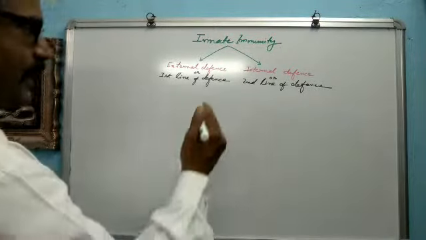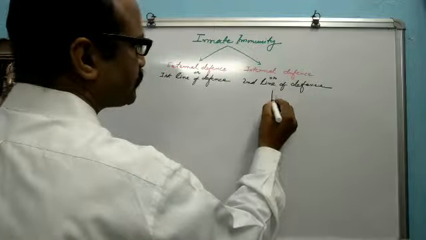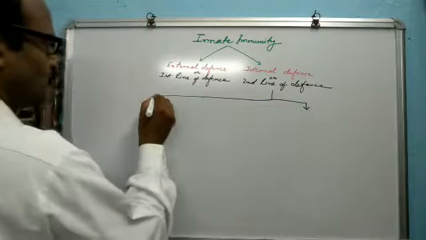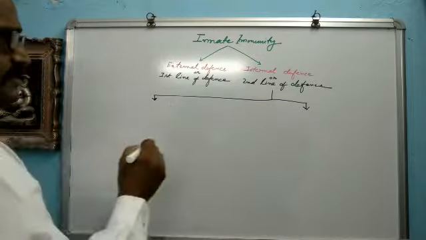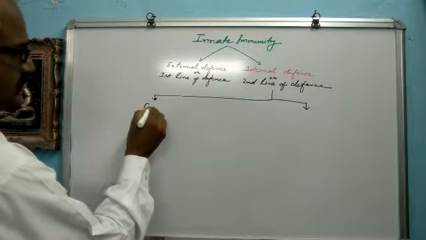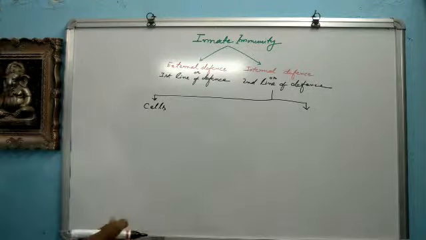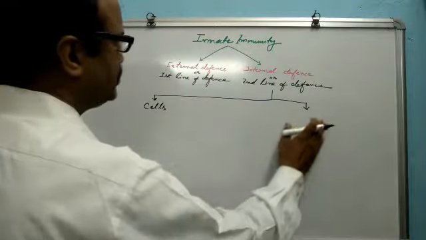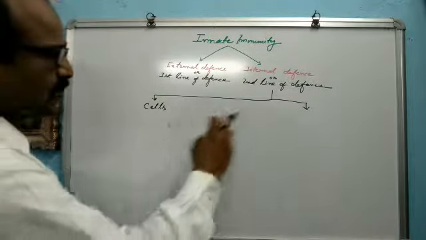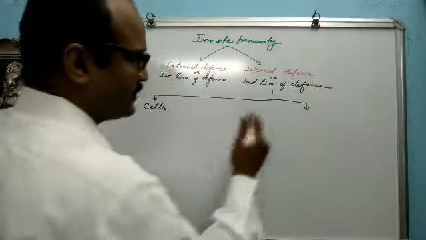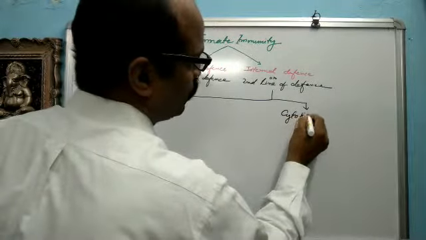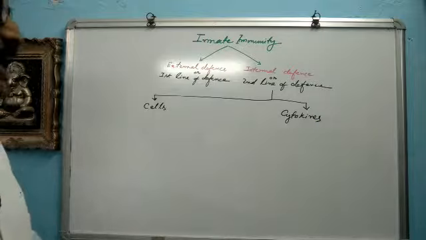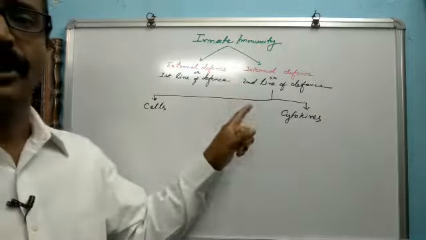This second line of defense actually consists of two components. One is the cells, different cells that form the second line of defense below the skin, and the other is some chemicals secreted from the cells, known as cytokines. So both the cells and the cytokines are the components of the second line of defense.